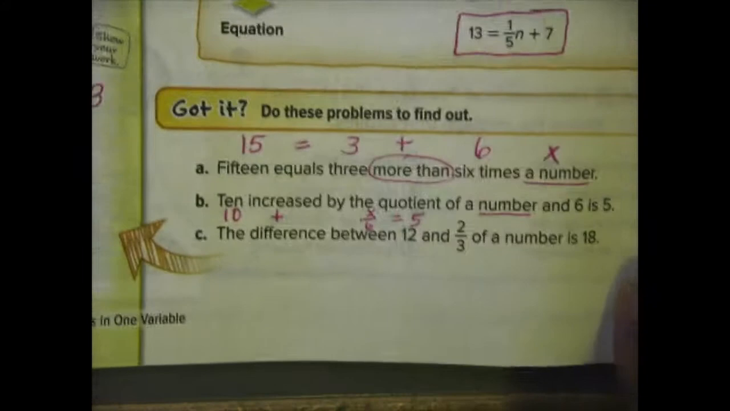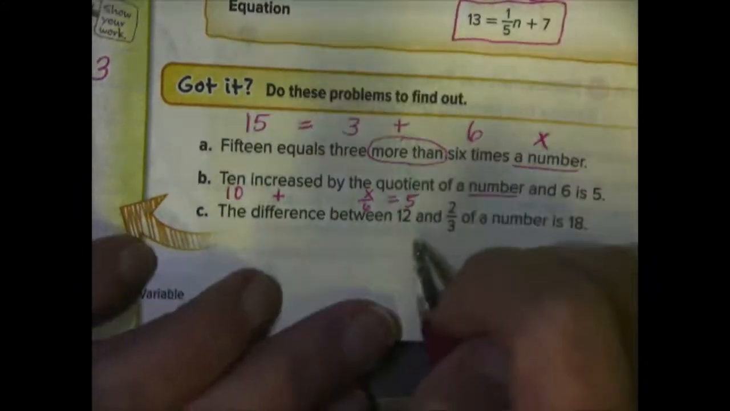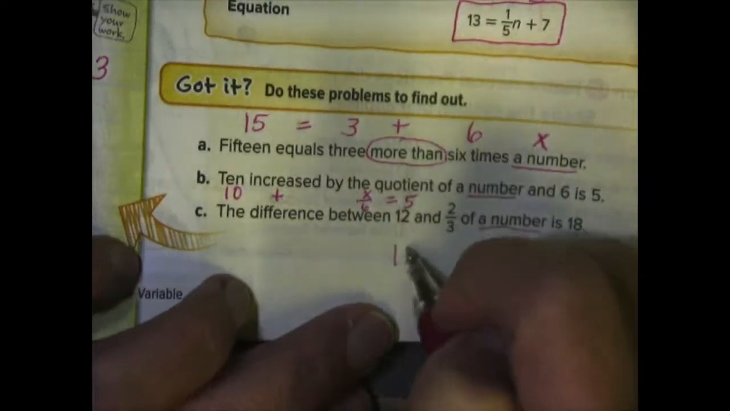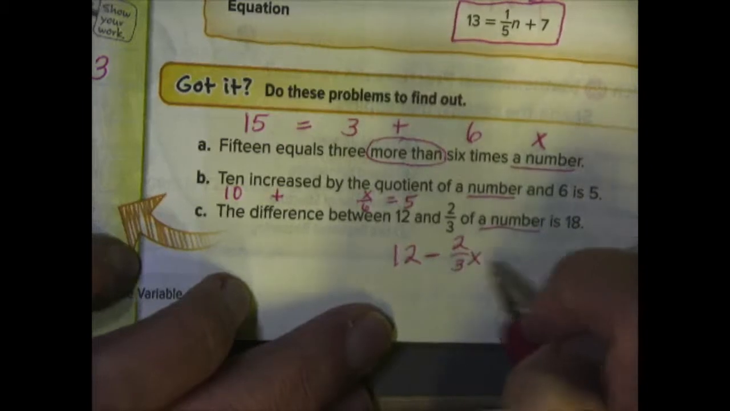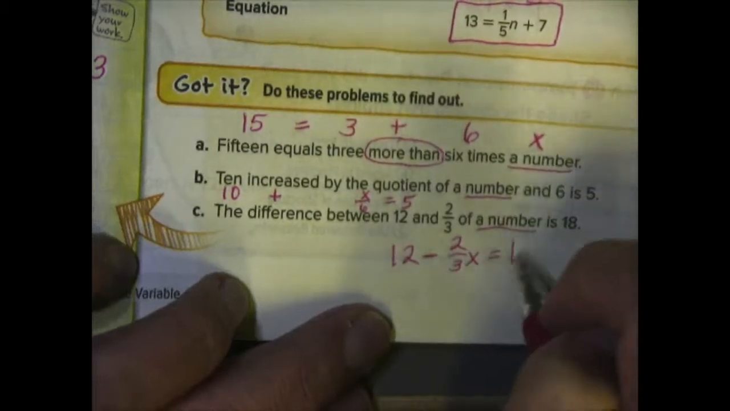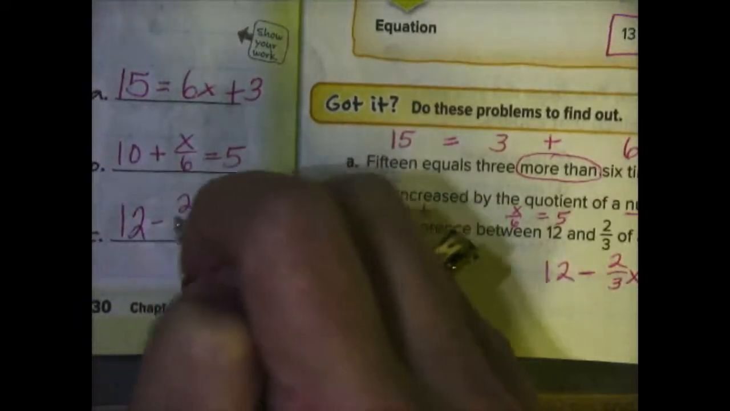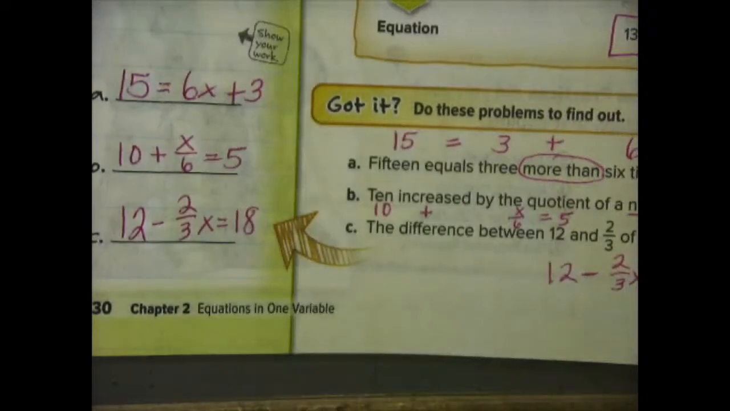Let's look at C. The difference between, difference means to subtract, between 12 and 2/3 of a number. Remember, a number is x, so we have 12 minus 2/3 x equals 18. So if we write it over to the side, we have 12 minus 2/3 x equals 18. Let's go to page 131 and look at the word problems together.